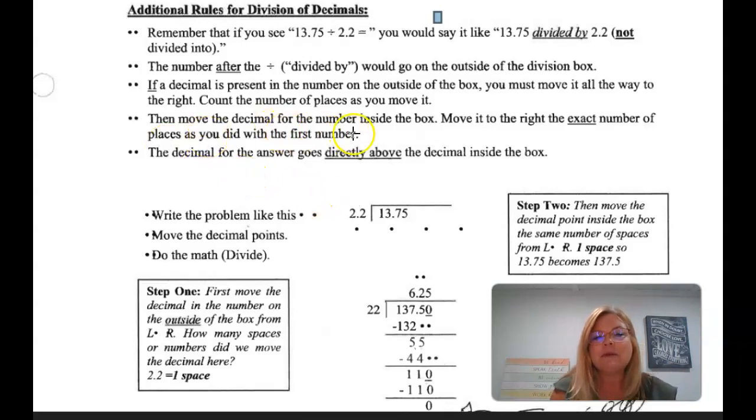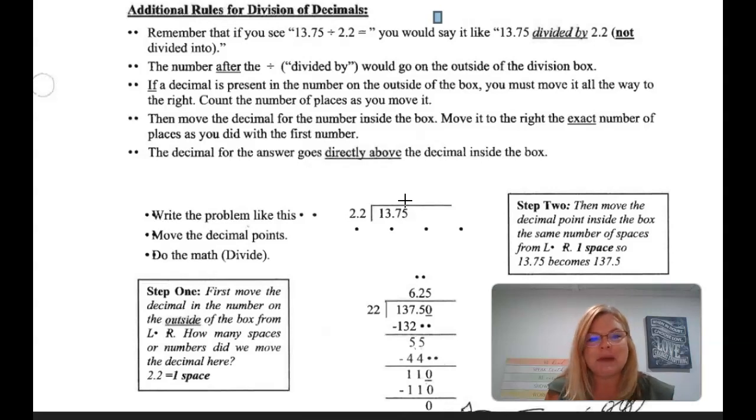Then you move the decimal from the number inside the box the exact number of places that you moved the decimal outside. So here's the decimal. If we move it 1 here, then we're going to move that decimal 1 here as well. The decimal for the answer goes directly above the decimal that's inside the box, because that's why we're moving the decimal here. We move the decimal over so that when we finish our problem, we can just move the decimal directly up. So hopefully that makes sense.